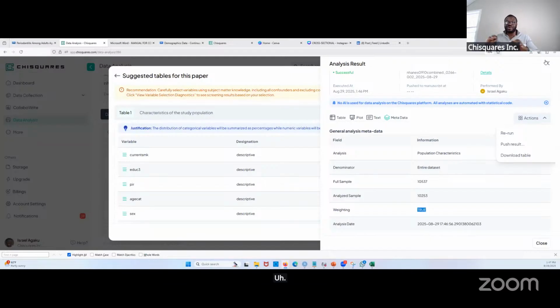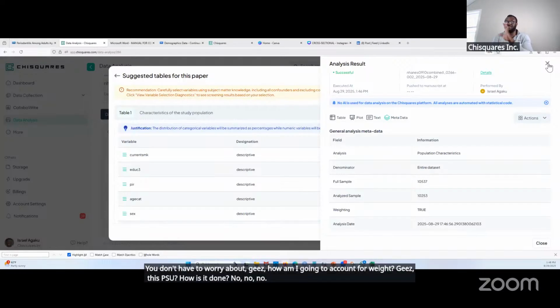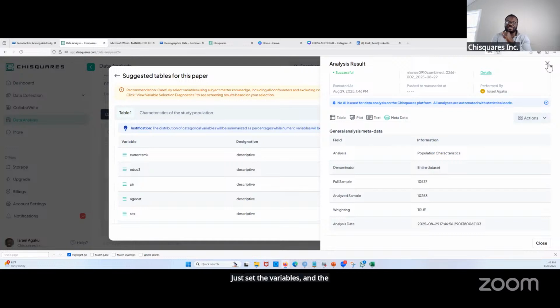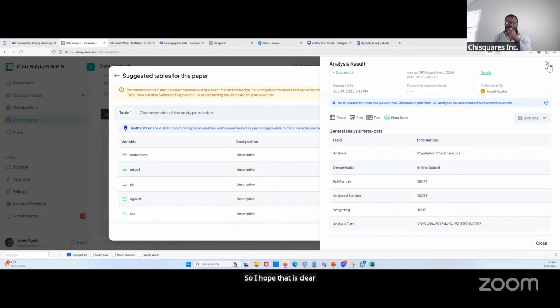Just to show you how the platform automatically accounts for this when you set up your manuscript and you're writing. So your focus is not really on the technical details. You just worry about the message you want to craft from the manuscript. You don't have to worry about, geez, how am I going to account for weights? Geez, this PSU, how is it done? No. You set the variables and the platform takes care of everything from that point. So I hope that is clear to the person who asked that question.